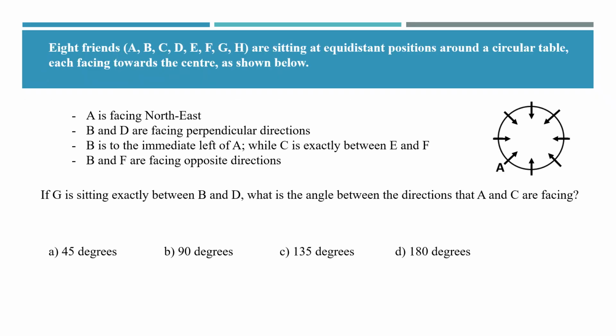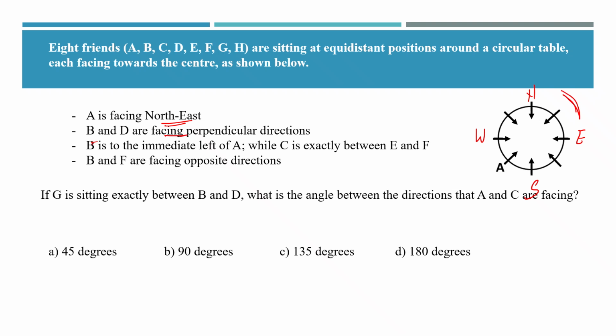Our first question. 8 friends A, B, C, D, E, F, G, H are sitting at equidistant positions around a circular table, each facing towards the center as shown in the figure. A is facing northeast, so let's draw the directions north, south, east, west. So A is facing northeast.